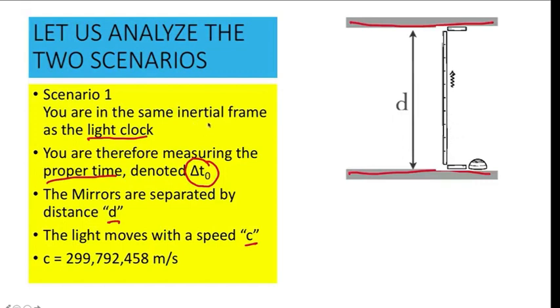Some idea about inertial frame. We know that planet Earth is moving around the sun. But despite that movement of the Earth around the sun, it seems that we are not experiencing any movement at all because we are moving at the same speed as the planet Earth. So we are in the same inertial frame.